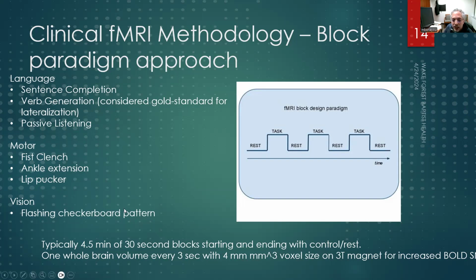And then going back to the original, flashing a black and white checkerboard to activate the primary visual cortex is a really good stimulus for looking at that. And so that's what we'll do. We'll typically do about 4 to 4.5 minutes for each one of these tasks. And we'll usually do in total, 2 language, 2 motor, and a vision is what I tend to do.